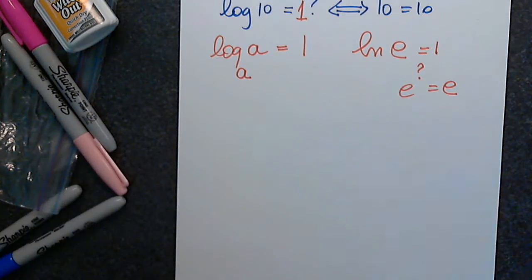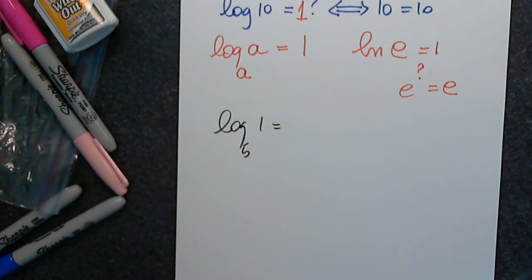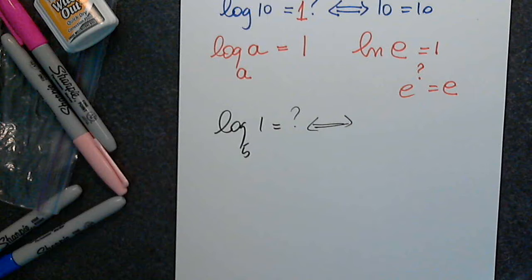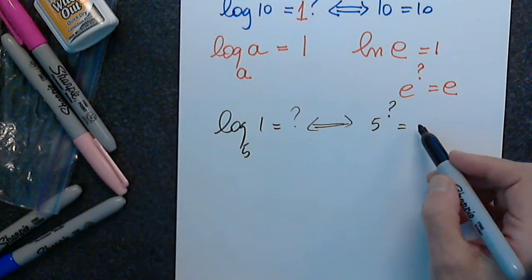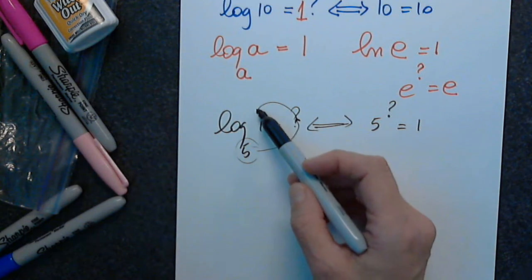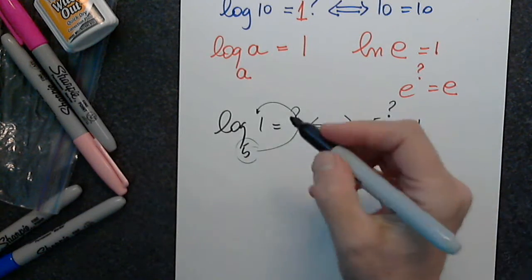Here's another little property. Log base 5 of 1. Let's say we have no clue. Let's change it into an exponential equation, and we'll figure it out. Five raised to whatever is 1. So the base raised to this number equals this number. And there is only one number that does this. 0 indeed. So this must be 0.